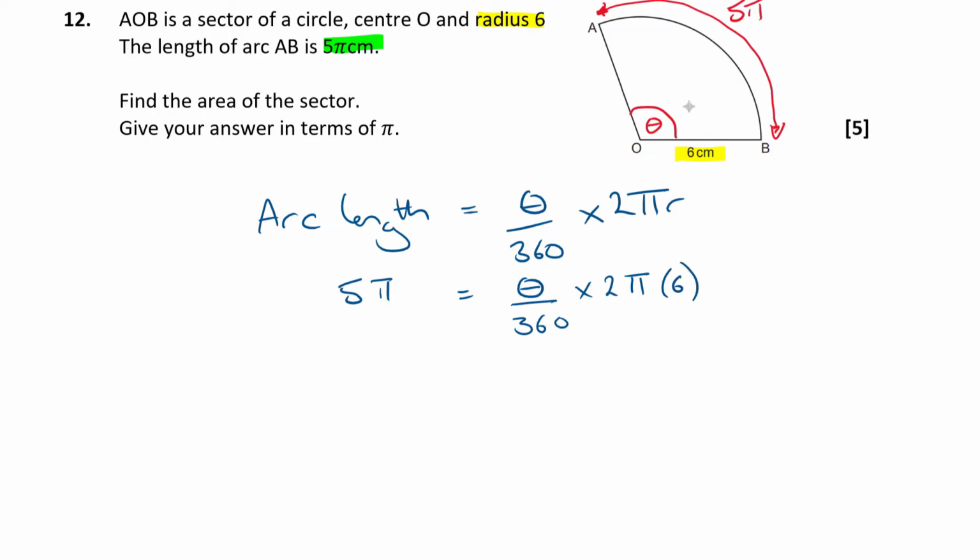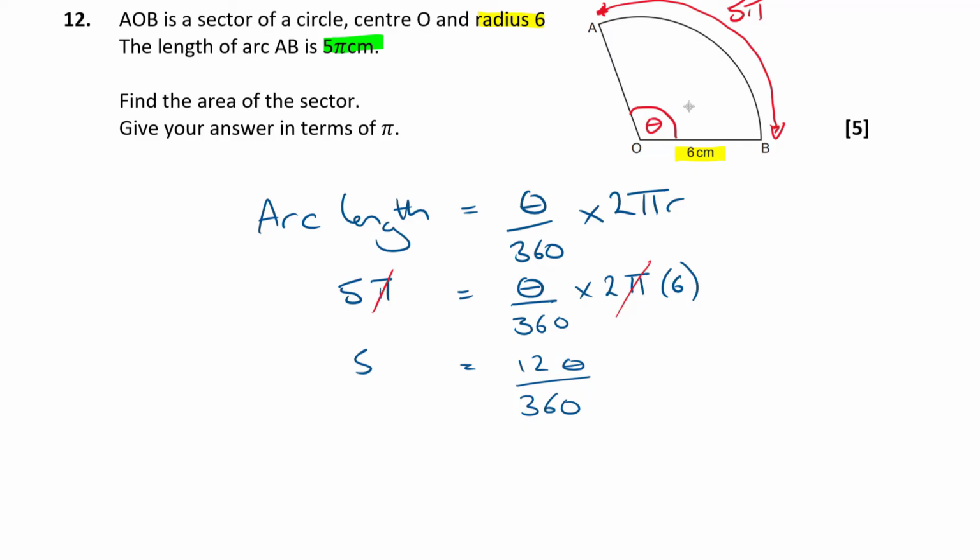So I've got 5 pi equals theta over 360 times 2 pi times 6. Right, I've got pi on both sides. Let's cancel those out. So on the left hand side I've got 5, and on the right hand side I've got theta over 360 times 12. So let's just tidy that up. 2 times 6 is 12, so 12 theta over 360.